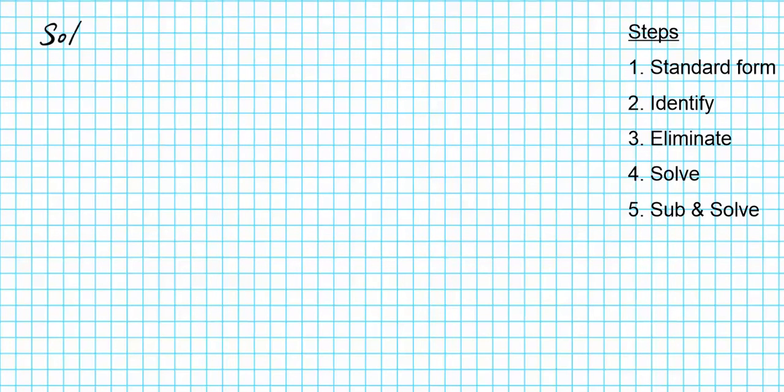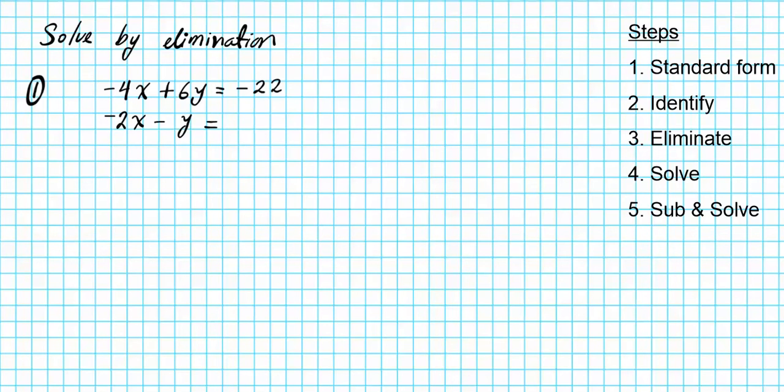So the task is to solve by elimination. For problem one, we have the system negative 4x plus 6y equals negative 22, and negative 2x minus y equals positive 1. First thing you want to do is make sure that they're both in standard form. They clearly are in standard form. Forget about the minuses here, it doesn't really matter in this case.